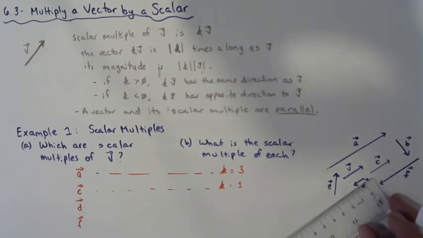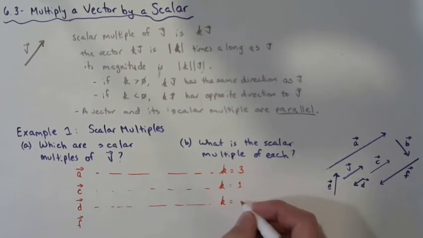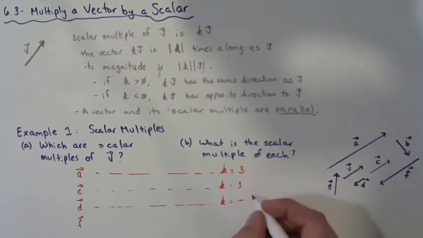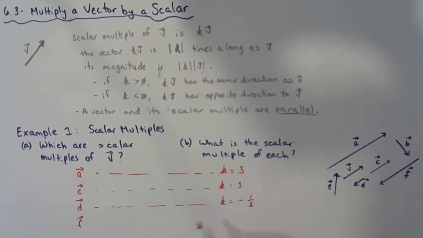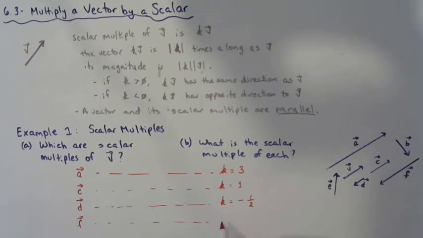D is measuring 1 centimeter. That's half the length, but it's also going the opposite direction. So the scalar multiplier to transform vector v into vector D is going to be negative because it's a change of direction, and it is half the length, so half the magnitude. The last one here is vector F. It's also in the negative direction. It's opposite, and it is 4 centimeters long, which is twice as long, which gives us a scalar multiple of -2. Now we know that the other vectors are not scalar multiples of vector v because they are not parallel.